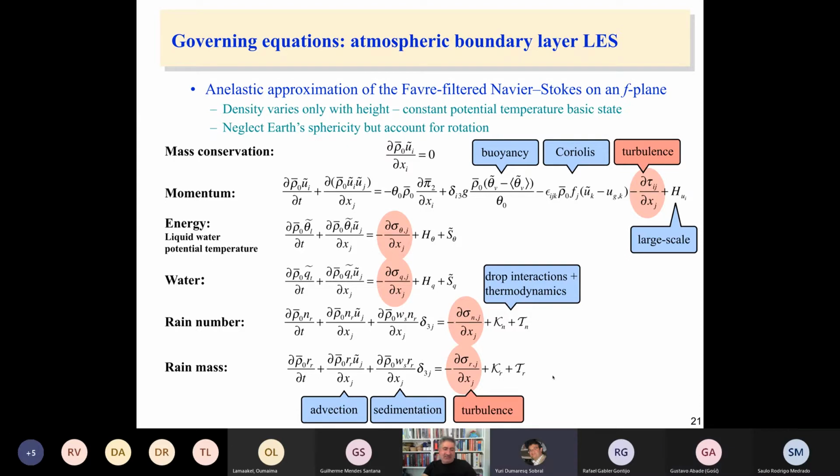There are different ways of doing this. This is not a unique way. This is how we do it in our model. There's all sorts of models for this.